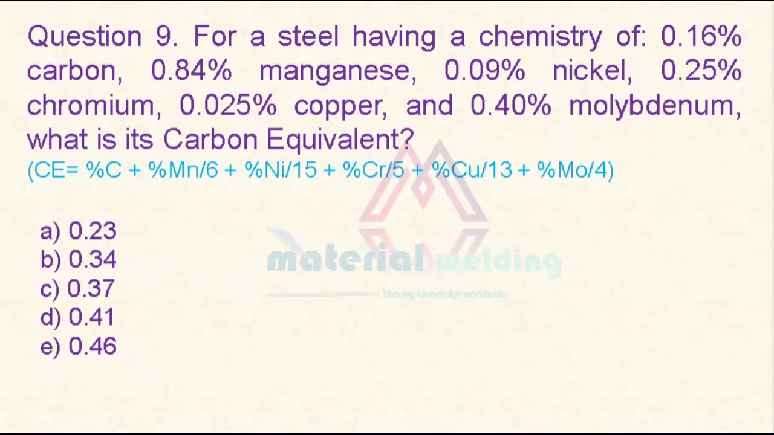Question 9. For a steel having a chemistry of 0.16% carbon, 0.84% manganese, 0.09% nickel, 0.25% chromium, 0.025% copper, and 0.40% molybdenum, what is its carbon equivalent? Use the formula for CE calculation given below. A. 0.23. B. 0.34. C. 0.37. D. 0.41. E. 0.46.